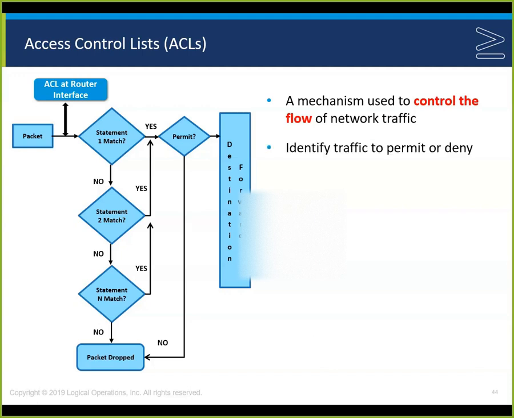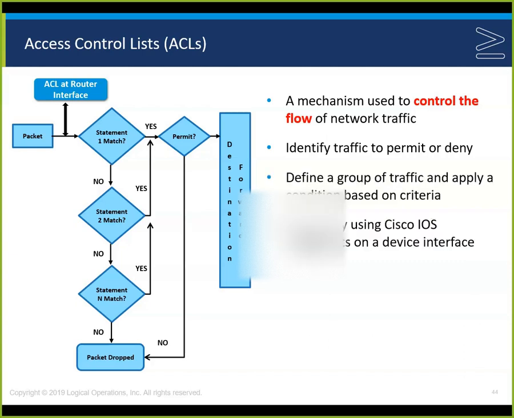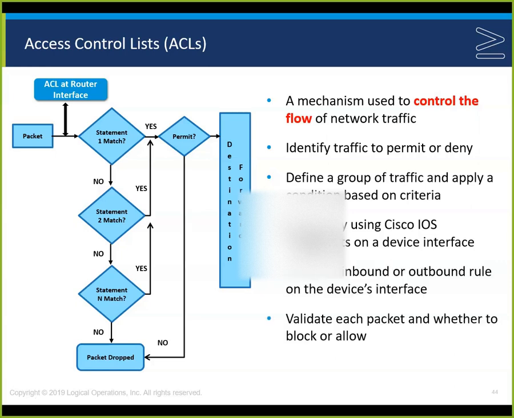An access control list is a mechanism used to control the flow of network traffic, identifying the traffic to permit or deny it. It defines a group of traffic and applies a condition based on criteria, and it is applied by using the Cisco IOS statements on a device interface, either inbound or outbound. We have to define the rules as either inbound or outbound, and we'll do that in the demo, and validate each packet to block or allow, permit or deny it.